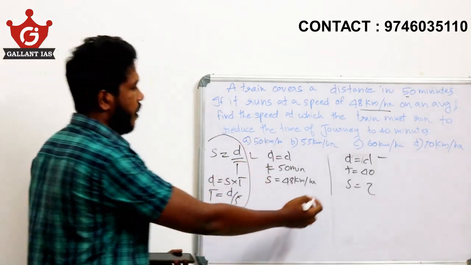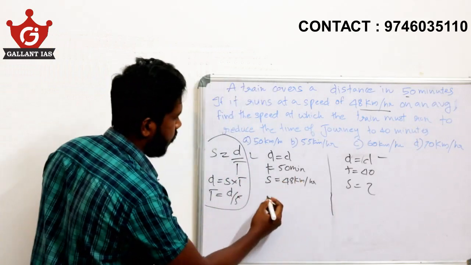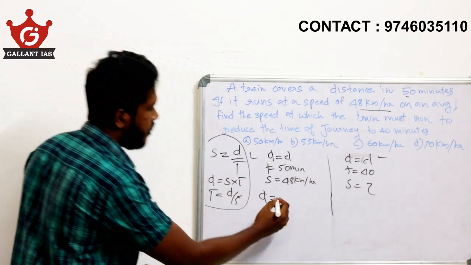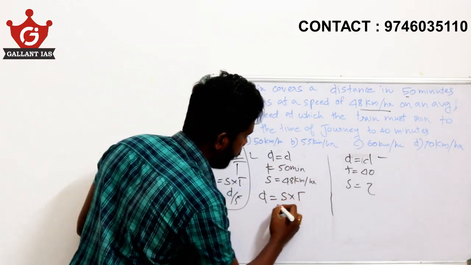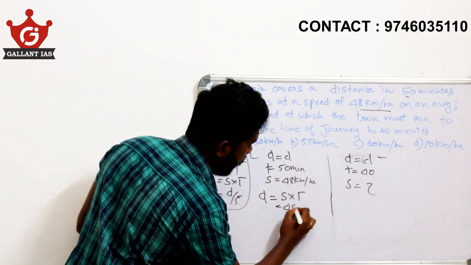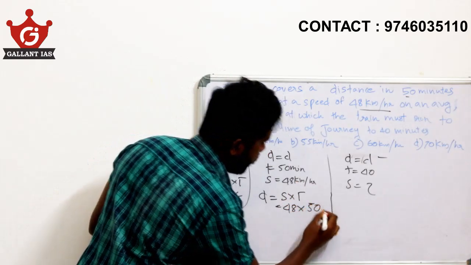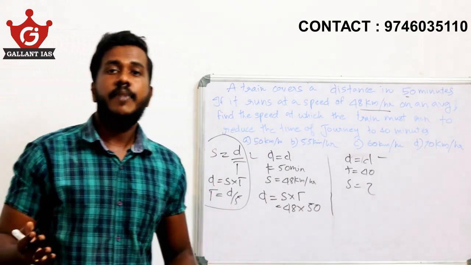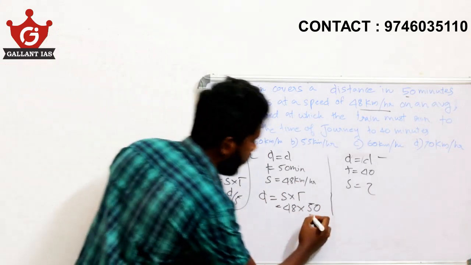Okay, now in the first case, what is the D value? D is speed into time. Speed is 48 into time, 50 minutes. Time is given in minutes. We need to convert time into hours. For that, divide by 60. Okay, so 50 by 60.